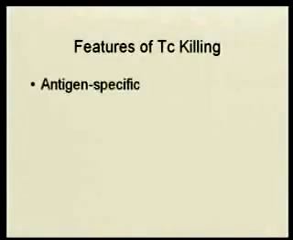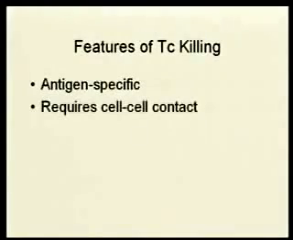Let's go through some of the features of cytotoxic T cell killing. They're antigen specific. Again, the T cell receptor has to recognize the appropriate antigen with the MHC class 1 molecule. An important feature here is that in most cases it requires cell-to-cell contact. That makes sense. In order to recognize the peptide in association with MHC class 1, there needs to be some contact between the cells.